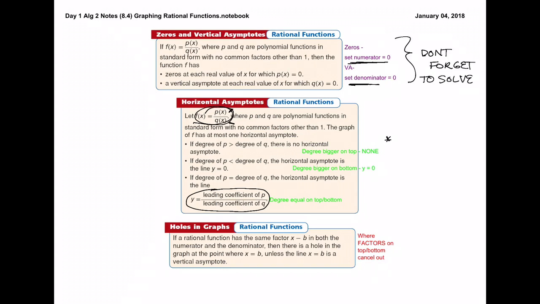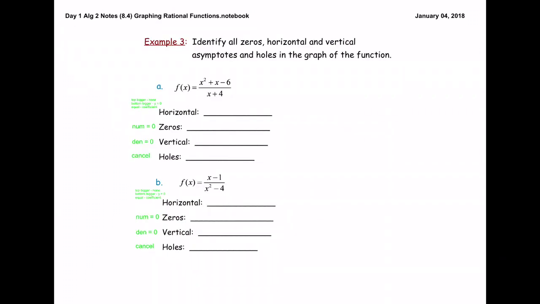Holes in the graph are where the factors cancel. After you determine a horizontal asymptote, you're going to factor completely, and holes are where the factors in the top and the bottom cancel out. So identify all the zeros, horizontal and vertical asymptotes, and holes in the graph of the function. The first thing we want to look for is horizontal asymptotes. We want to look at the degrees of our leading terms, and our degree on top is bigger, so we have no horizontal asymptotes.